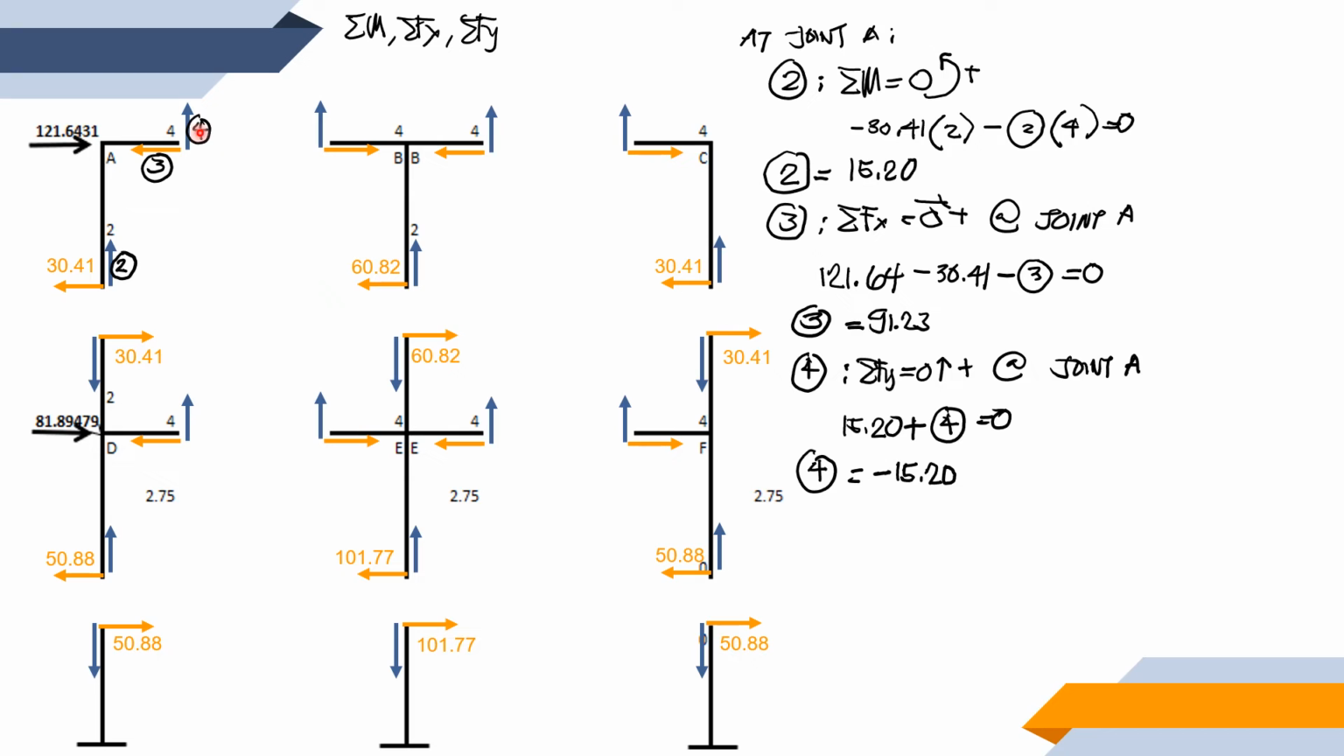What we did at joint A is what we are going to do for the rest of the joints. Now we have joints B, C, D, E, and F. From joint A, we will transfer to joint B. Once again, from joint A, we will move to the right. So now we will next consider joint B.